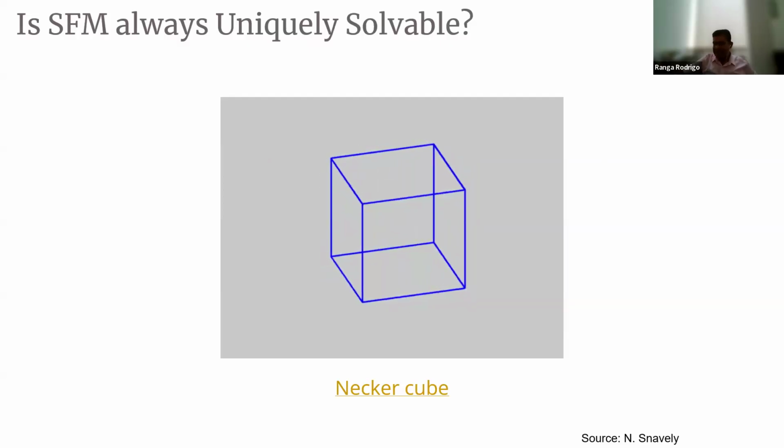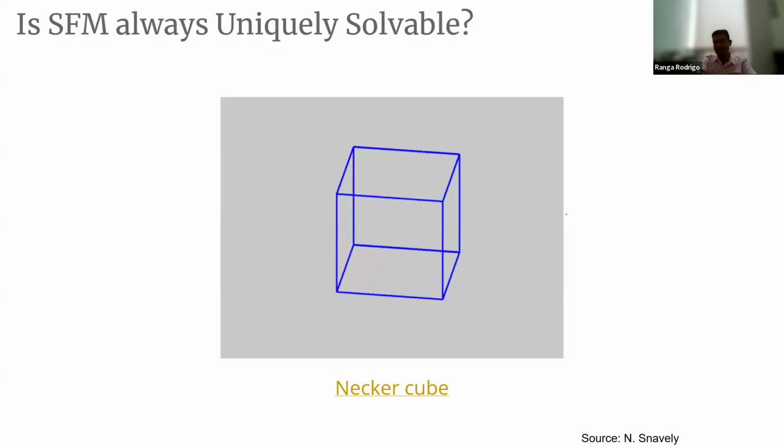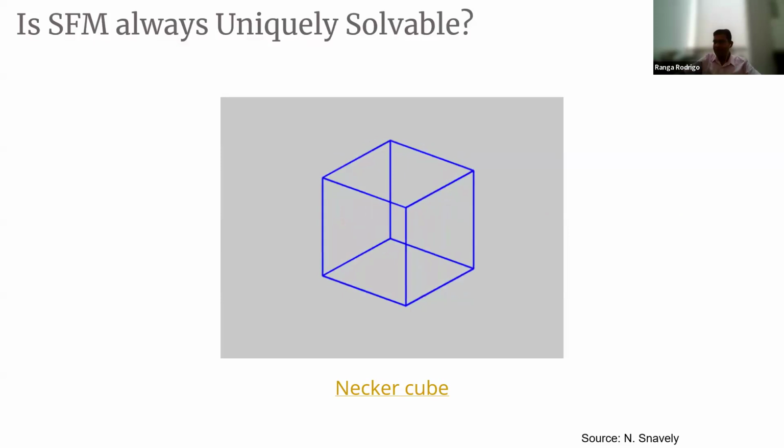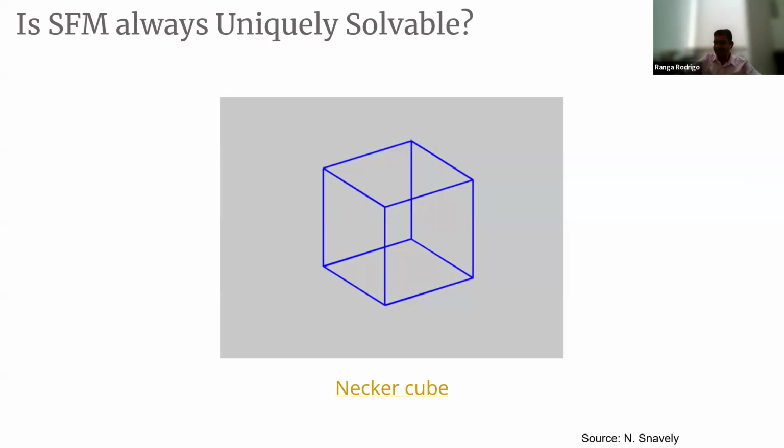The question is: is this cube rotating clockwise or counterclockwise? Can you please answer this question? If it is clockwise, you can type CW. If it is counterclockwise, you can type CCW. CW or CCW. So please type the answers.